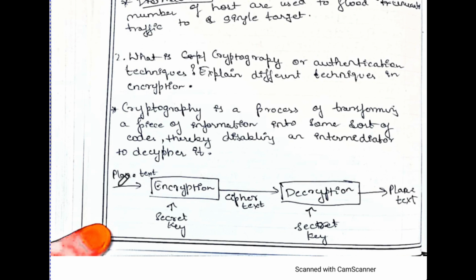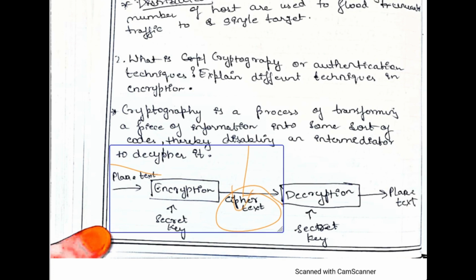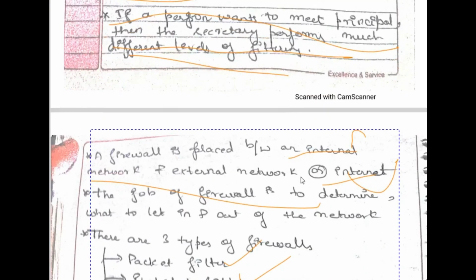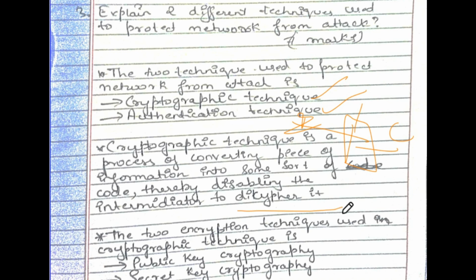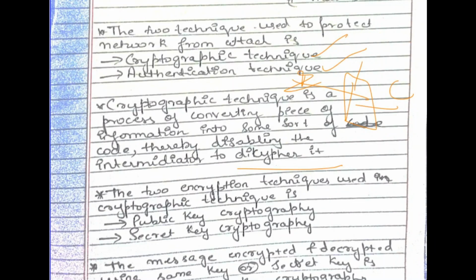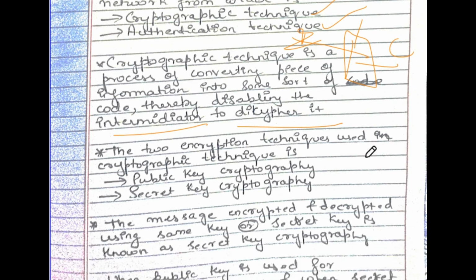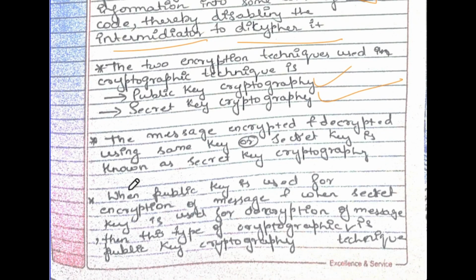This is encryption. When plain text is entered, it is encrypted and ciphertext is produced, with the help of which an external party can't intervene and decipher the text. Converting a piece of information into some sort of code, thereby disabling the intermediator to decipher it, to decrypt it. Only the source and destination can encrypt and decrypt it with the help of cryptographic technique and not any intermediator or hacker. Two types of encryption techniques are public key cryptography and secret key cryptography.